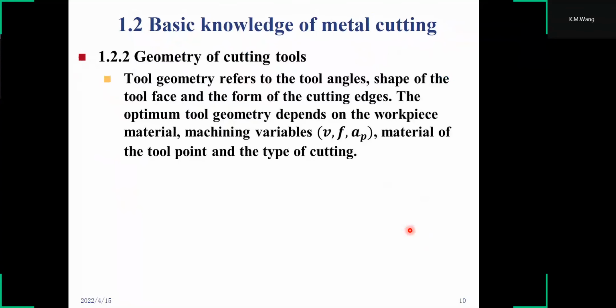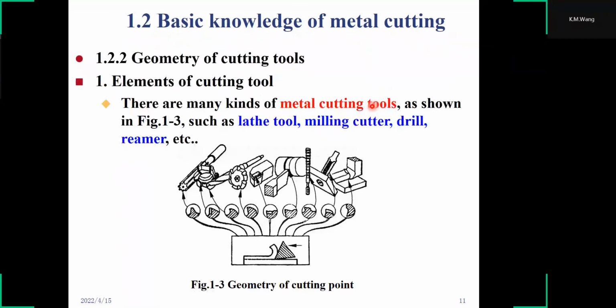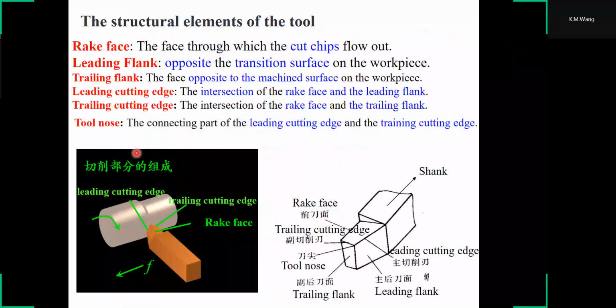And then we studied the geometry of the cutting tools. They are tool angles, shapes of the tool surface, and the form of the cutting edges. There are different cutting tools like this turning tool, milling cutter, drill, reamer. This is very important knowledge we should know.